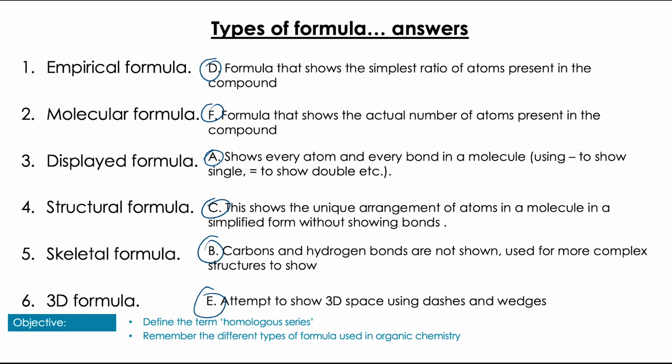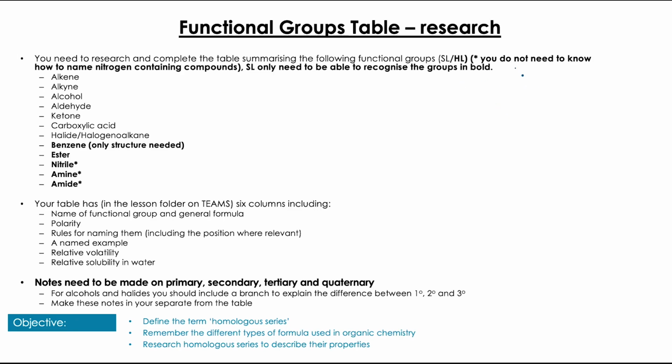So those are our types of formulas, and we've looked at homologous series, at least in definition. Now we want to describe all of these different homologous series and their functional groups. You're going to do this in a set of research, otherwise it's just going to be me talking for a long time. So pay attention to what you need to focus on if you're HL, and pay attention to also primary, secondary, and quaternary.